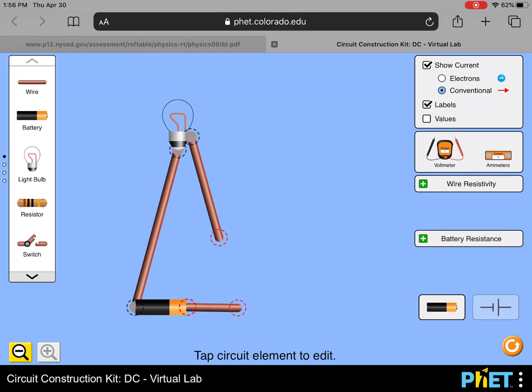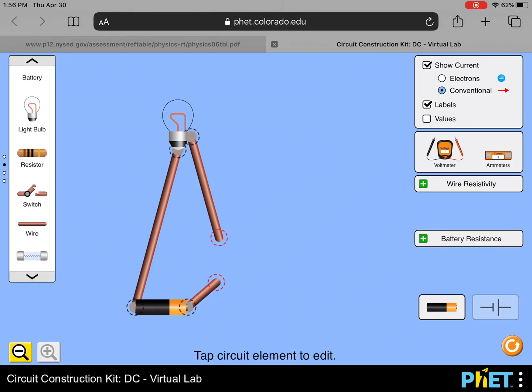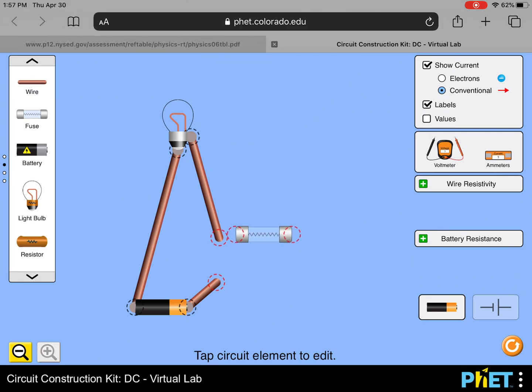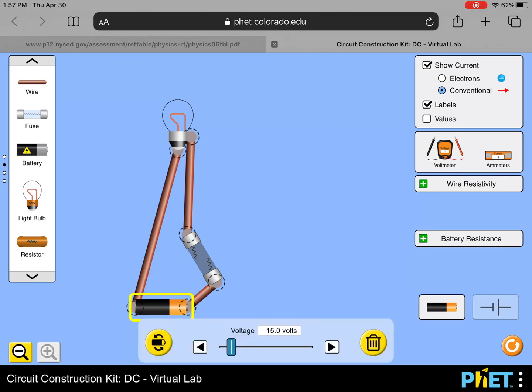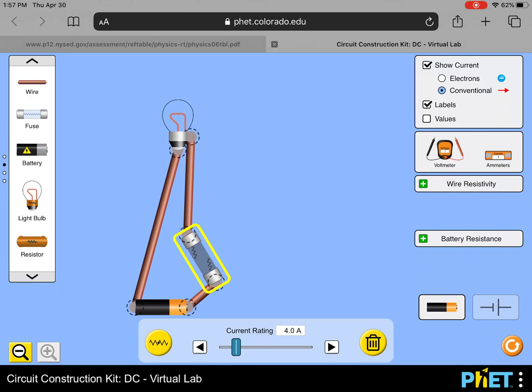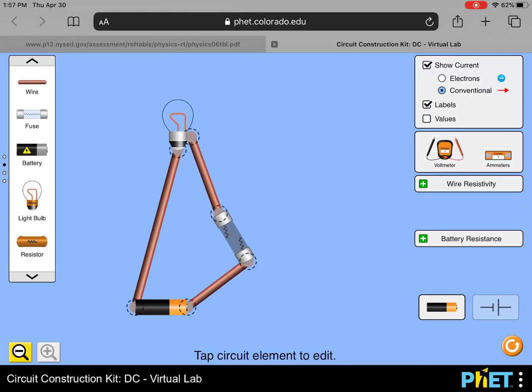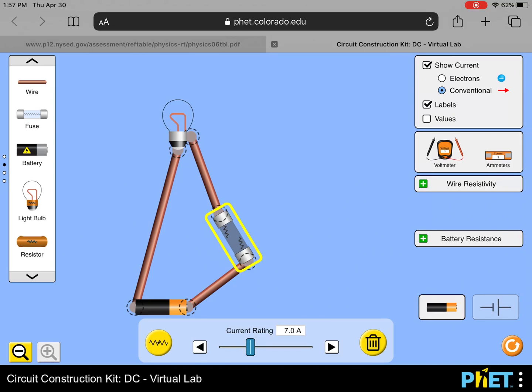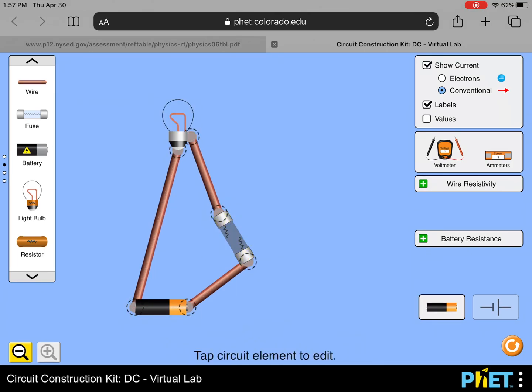So what I'm going to do is insert a fuse. I'll throw another wire in just to make it look a little nicer. And let's get a fuse. Now, ooh, the fuse popped already. So let me turn the voltage down a little bit again. This fuse is rated for 4 amps. So if the current ever goes over 4 amps, let's rate it a little higher. If the current ever goes over 7 amps now, the fuse is going to pop and kill the circuit, preventing a fire.